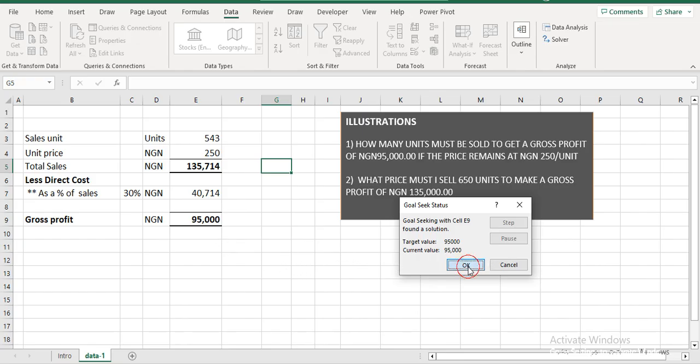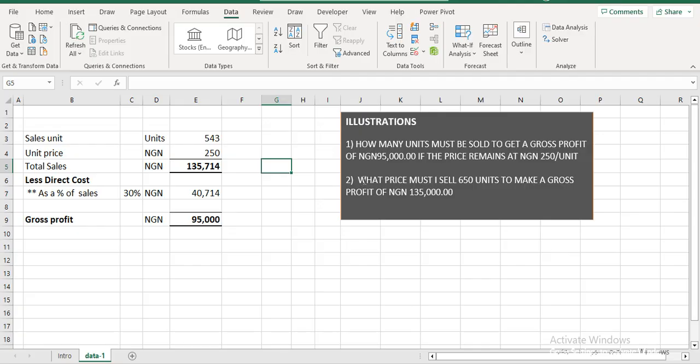Okay, now let's look at the second scenario. What price must I sell if I must sell 650 units to make a gross profit of 135,000 Nigerian Naira? So my sales unit is already known, 650. I change to 650. My price, I don't know. So certainly for now, I don't know my price. Let me leave it that way. But I know my expected outcome, 135,000.